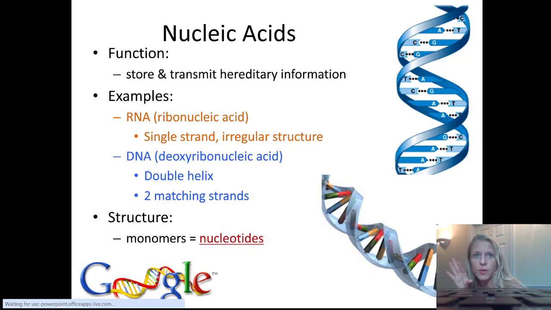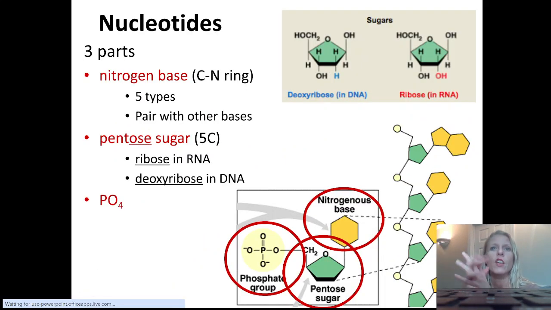Nucleic acids, last but not least, these are our hereditary information storage molecules. We have RNA, ribonucleic acid, which is single-stranded, and then we have DNA, deoxyribonucleic acid, which is double-stranded. The monomers of these nucleic acids are our nucleotides.